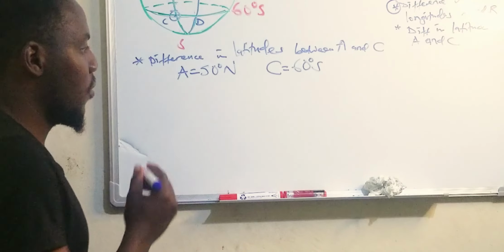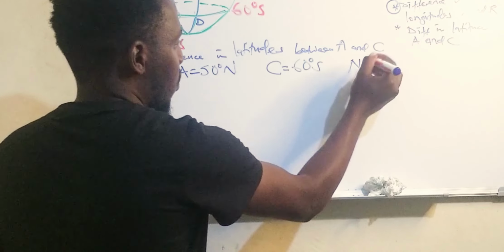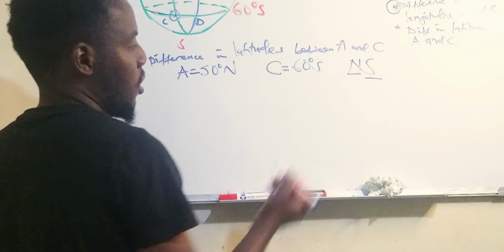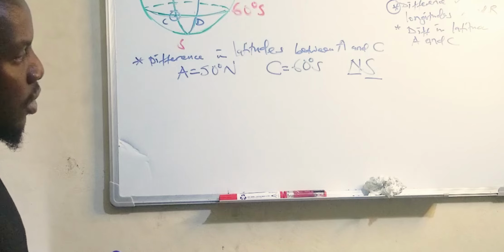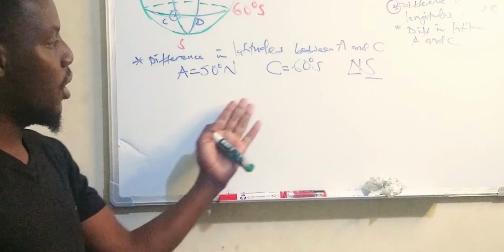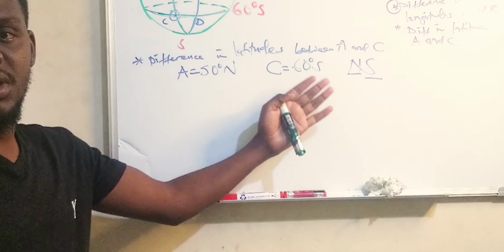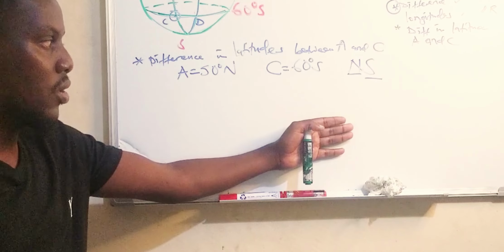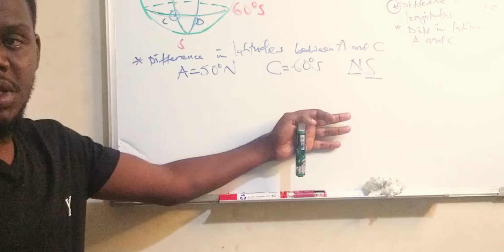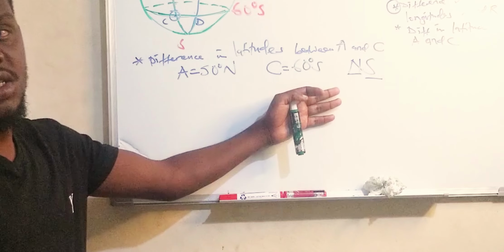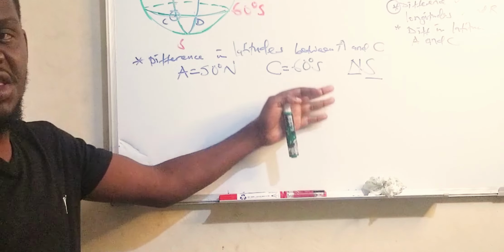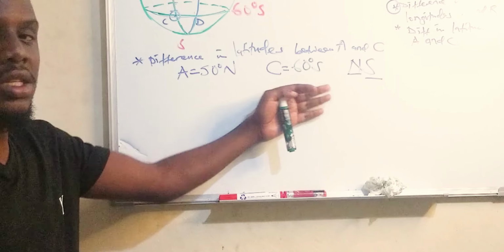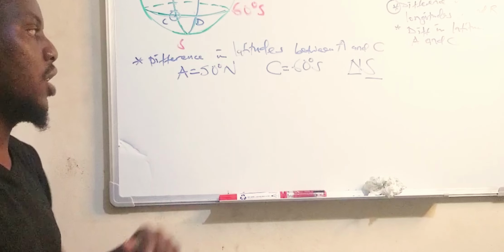So let's see. Here we have the combination of north-south. Point A is on the north, point C is on the south. So this tells us that point A and point C lie on different sides of the equator. One is on the north, one is on the south. So following the concept that I told you, when you have such a scenario, you add these two points for you to find the difference in latitudes.